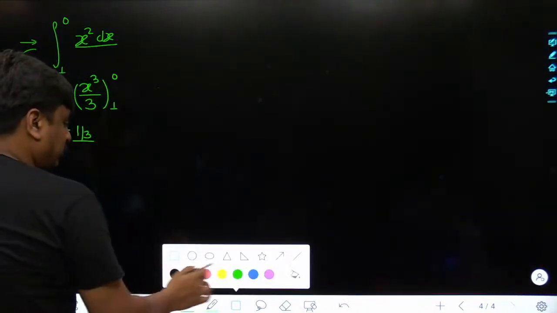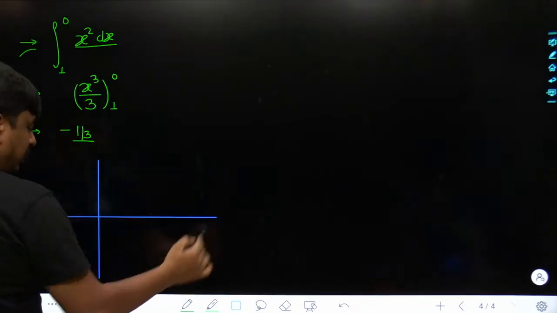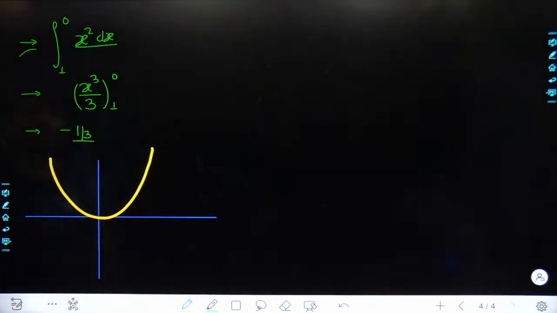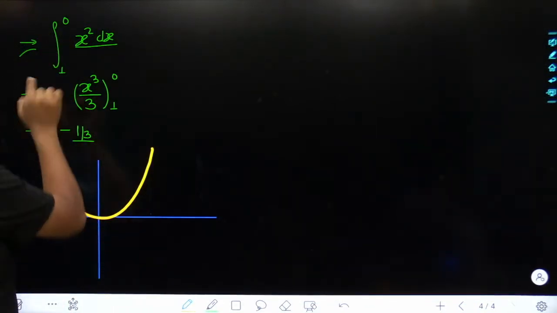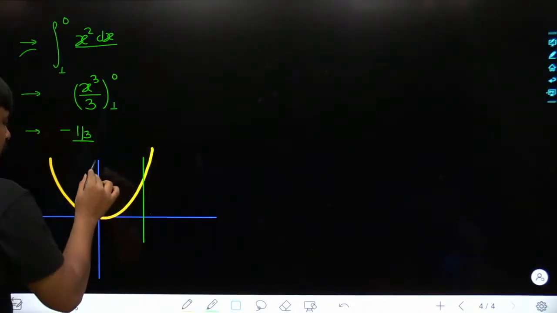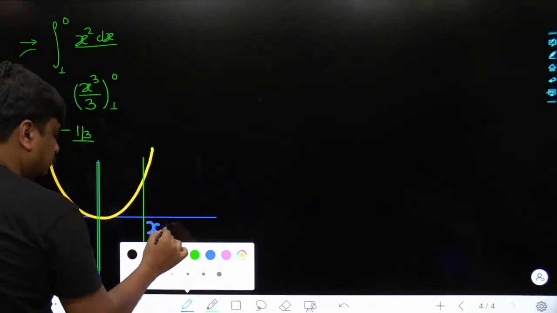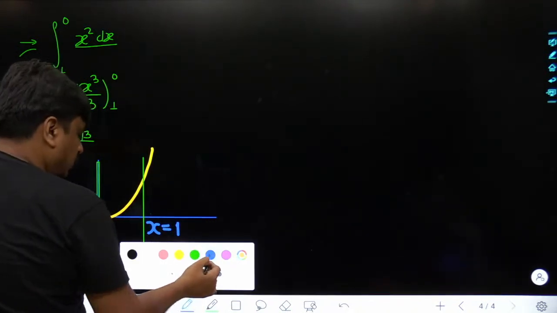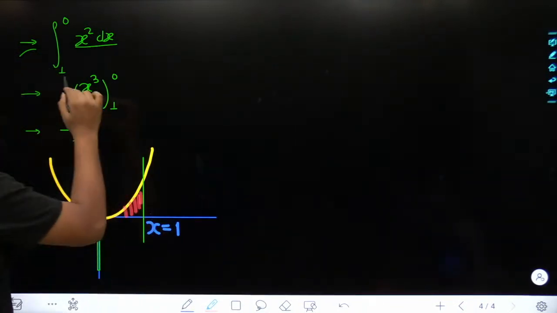Focus on the curve x square. How does the curve x square look? It is an upward facing parabola. And you are taking the area under the curve between x equals 1 and x equals 0, where the y-axis is x equals 0. Which area are you considering? Obviously you are considering this area. Then why has the answer come out negative?